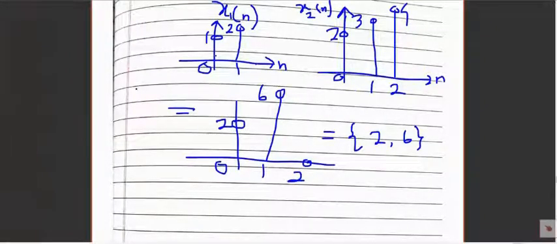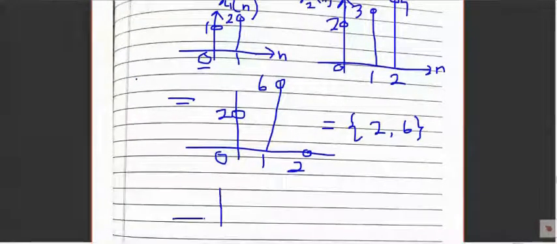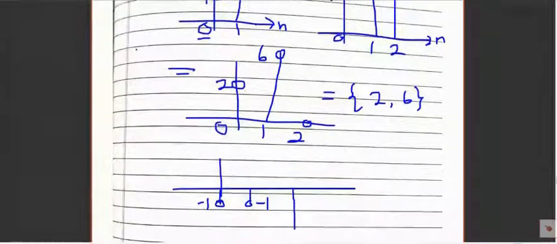So in x1n, at 0 the amplitude is 1, and in x2n at 0 the amplitude is 2. So 1 minus 2 is minus 1. At first position the amplitudes are 2 and 3. So 2 minus 3 is minus 1. At second position the amplitudes are 0 and 4. So 0 minus 4 is minus 4. So our answer is minus 1, minus 1, minus 4. This is the result of subtraction.